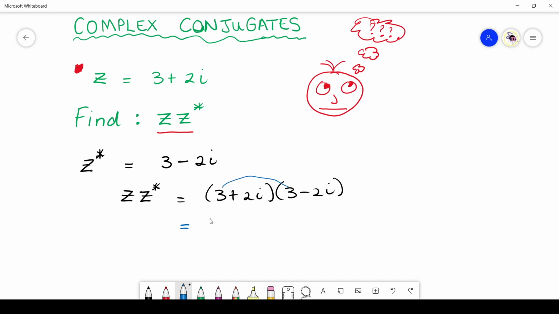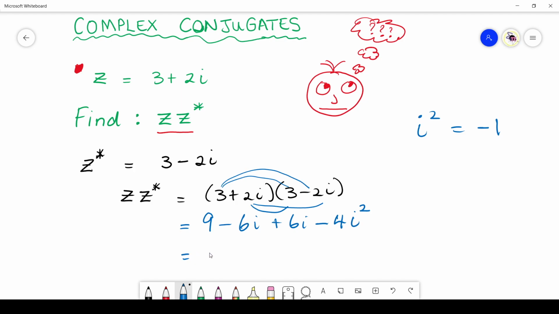3 by 3, that's 9. 3 by minus 2i, that's minus 6i. Same thing down here, that's plus 6i. And then finally, 2i by negative 2i, that's negative 4i squared. And if you guys can remember, i squared is equal to negative 1.